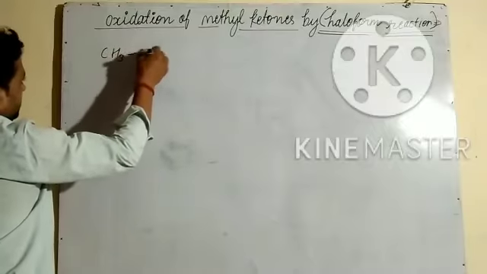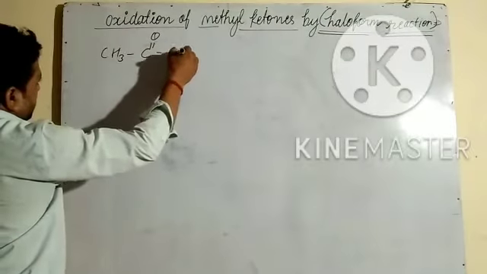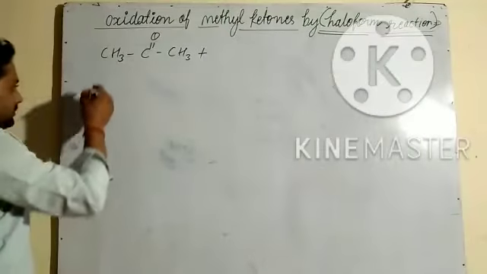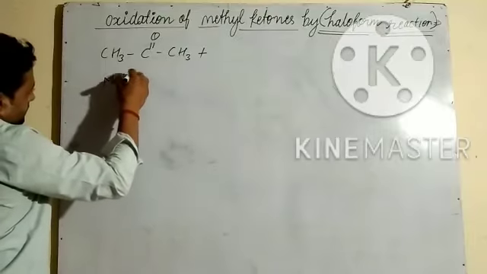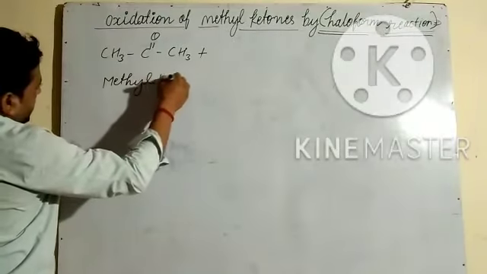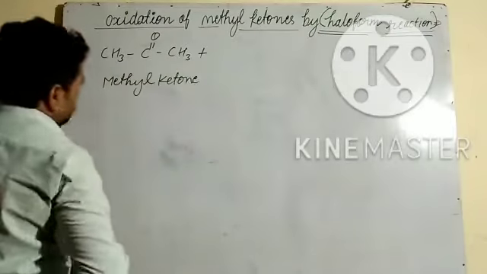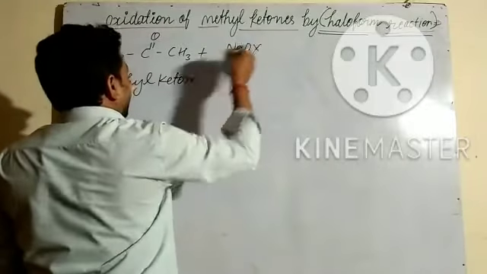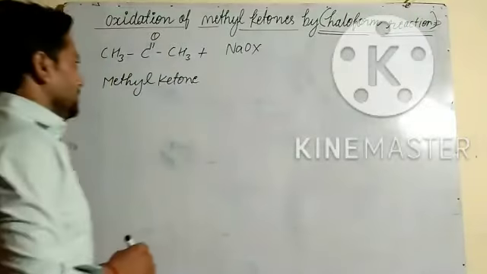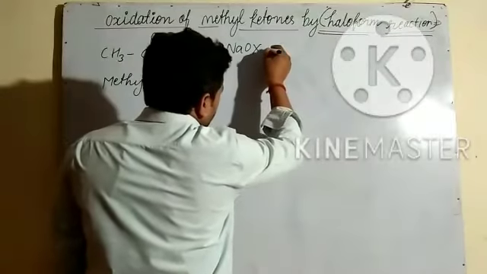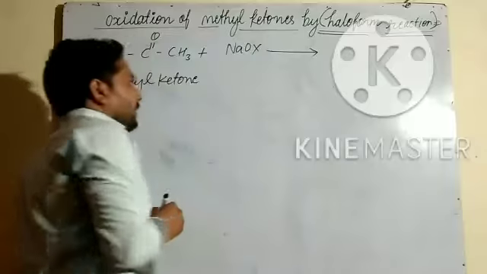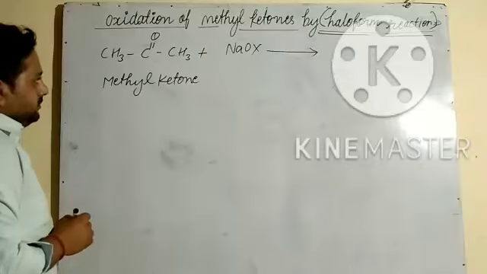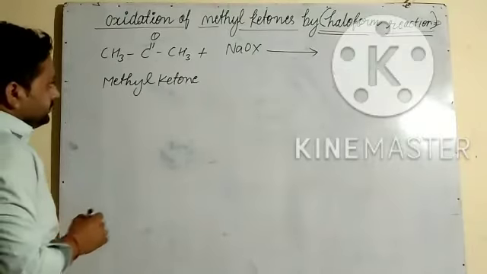Here, this is methyl ketone. When it is made to react with sodium hypohalite, NaOX, sodium hypohalite, what happens?